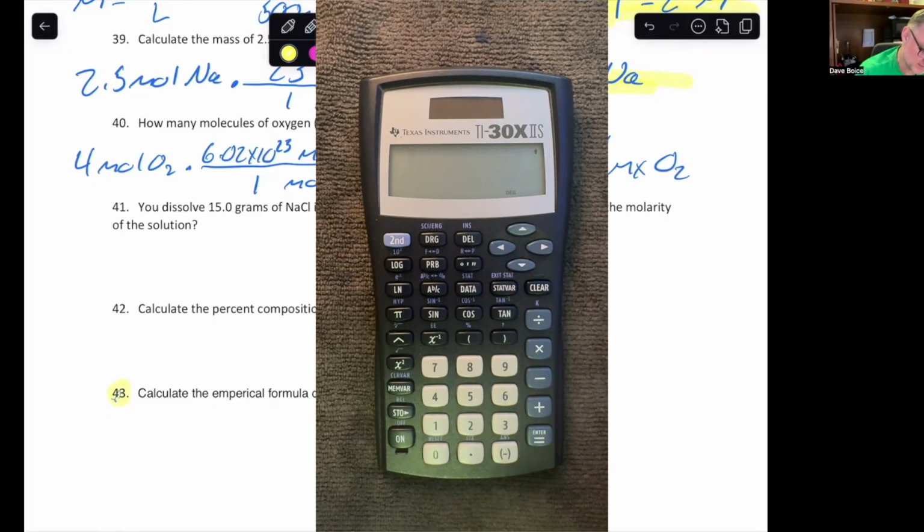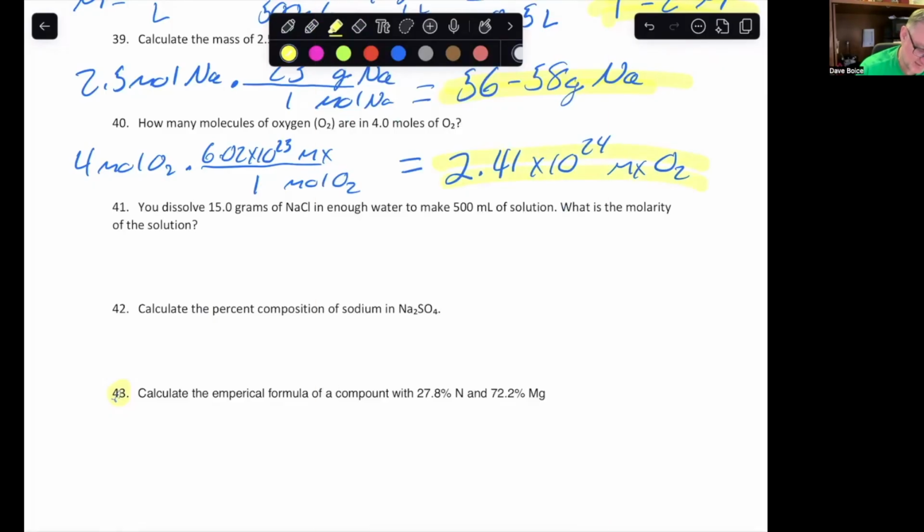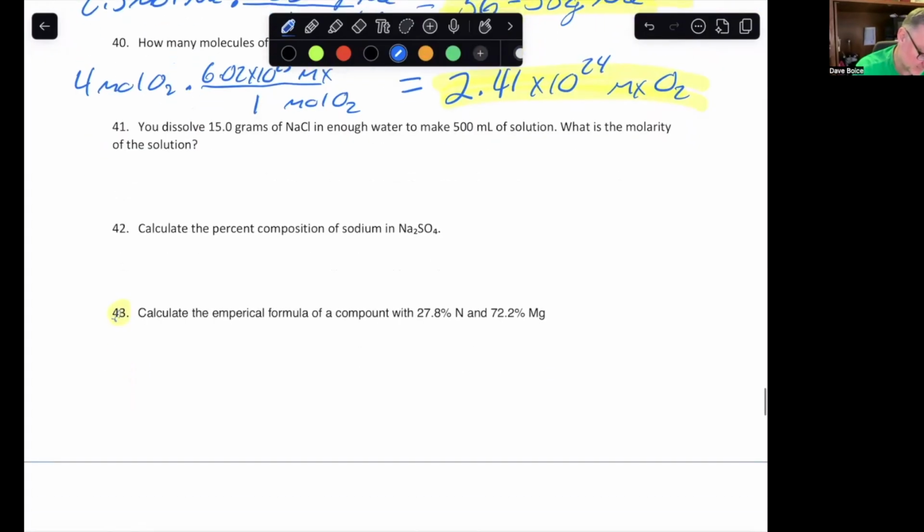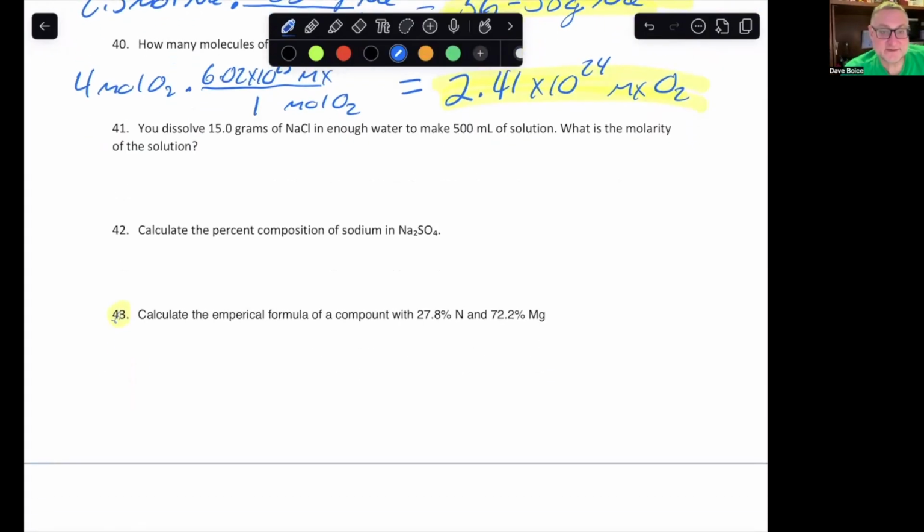So this is kind of rare, but I'm giving the actual answer. But please make sure you're doing it correctly in your calculator. Okay, if I dissolve 15 grams of NaCl in enough water to make a half a liter solution, what's the molarity of the solution? Okay, so molarity equals moles over liter.